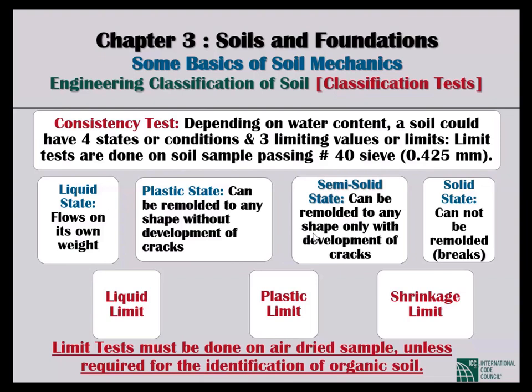There must be three limiting water contents. That means we have a limiting water content between the liquid state and plastic state. We call it the liquid limit. If the water content is slightly high, it will go to liquid state. If it is slightly less, it will go to plastic state. Whenever it is in liquid state, there is no shear strength. Could you get my point? It is like fluid. But whenever it is in plastic state, it will have some shear strength. So at the liquid limit, we have a very small shear strength. So we have to determine this limit.